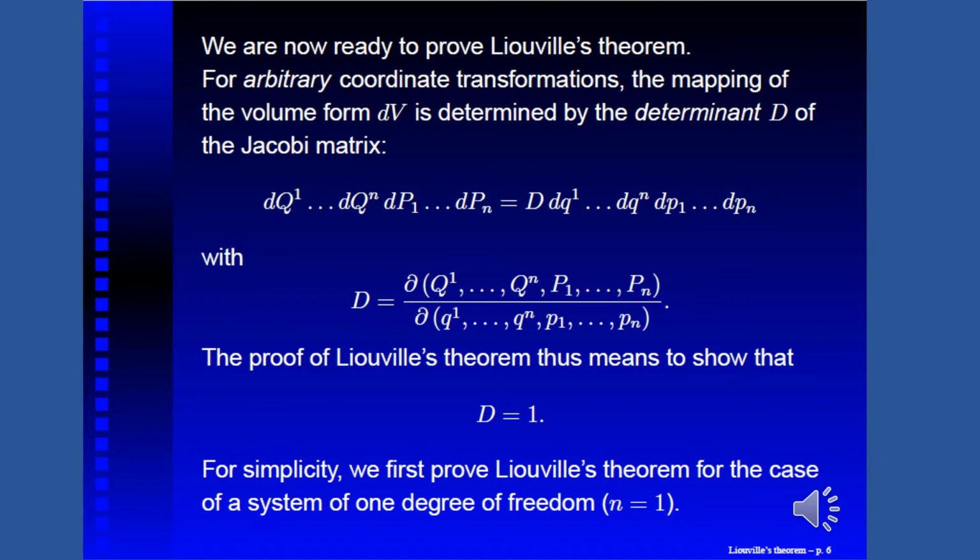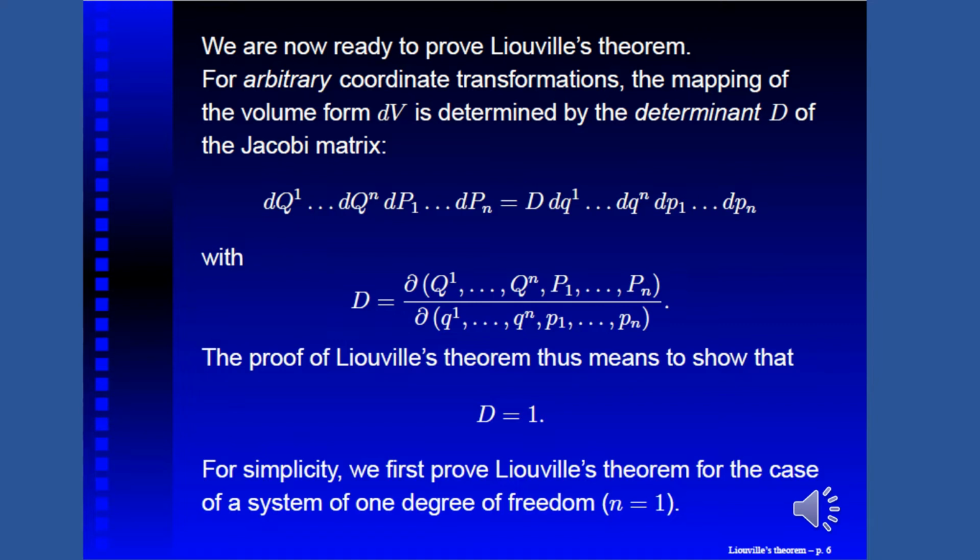We are now ready to prove Liouville's theorem. For arbitrary coordinate transformations, the mapping of the volume form dV is determined by the determinant capital D of the Jacobi matrix, that is dQ1 ... dQn dP1 ... dPn is equal to capital D dq1 ... dqn dp1 ... dpn, with capital D, the Jacobian determinant, equal to partial (Q1 ... Qn, P1 ... Pn) divided by partial (q1 ... qn, p1 ... pn).